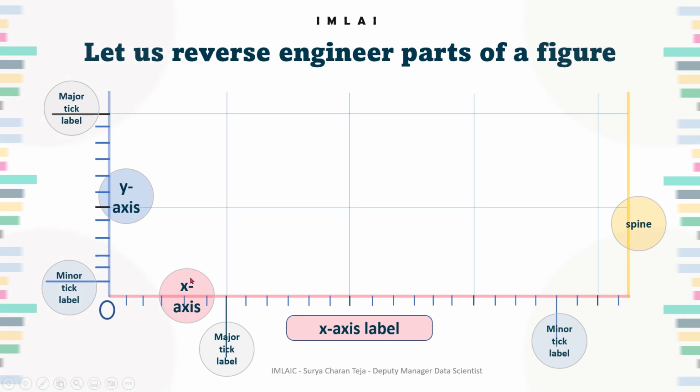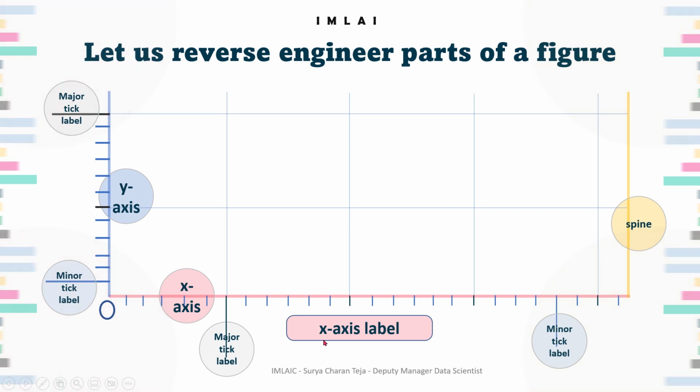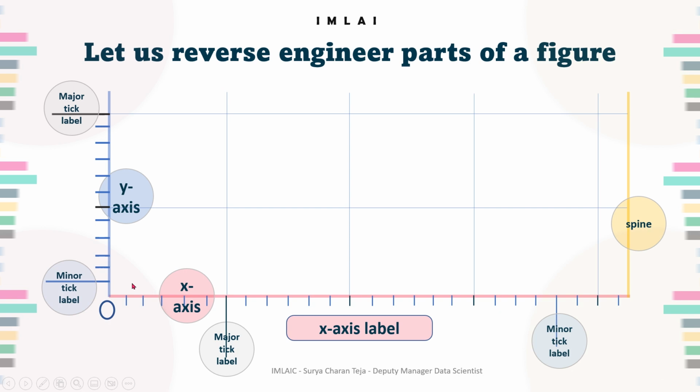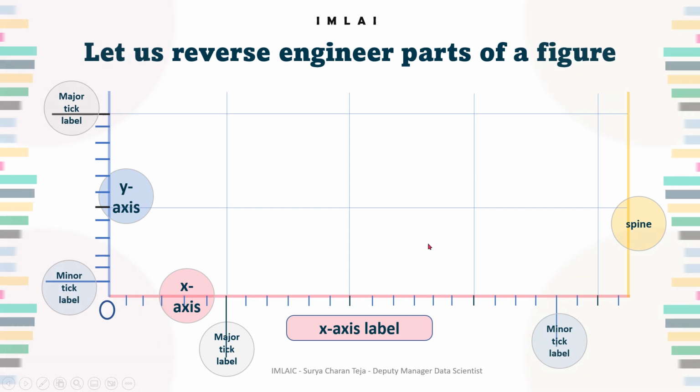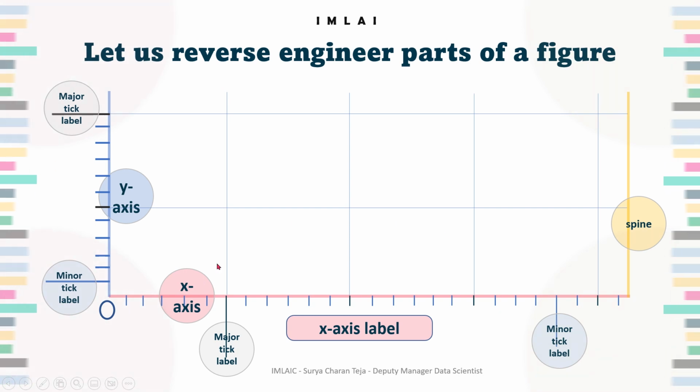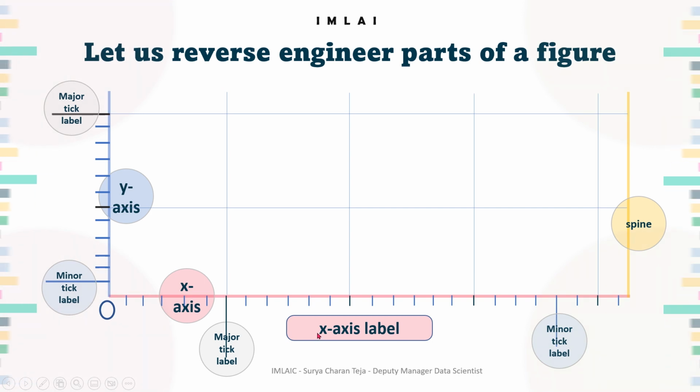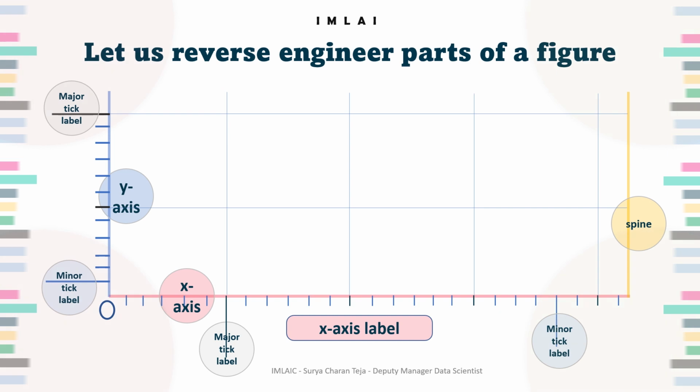So then the x-axis will be labeled with what type of data the x-axis is carrying. Based on that, we will label the x-axis. That's called the x-axis label. If it is time series data, the date would be the x-axis label. If it is months, the months will be the x-axis label. If it is years, the years will be the x-axis label. If it is country names, the country names will be the x-axis label. If it is employee codes, then employee codes will be the x-axis label. This is what we call the x-axis label.